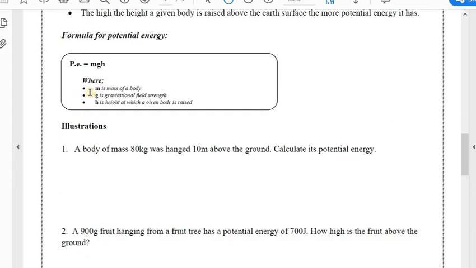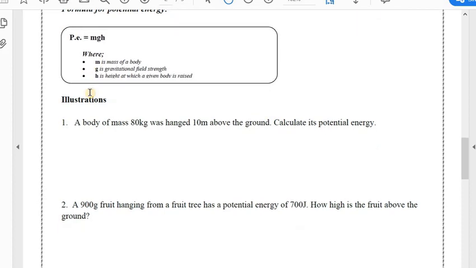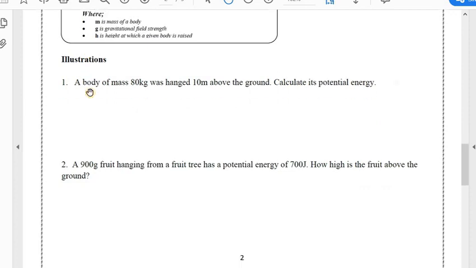PE is equal to mgh, where m represents the mass of a body. You will always be given the mass of a given body, or you'll be asked to determine it. g represents gravitational field strength. I hope you know what the force of gravity, or the gravitational pull, is on this planet. The gravitational pull here on Earth, we usually take as 9.8 meters per second squared, or 10 meters per second squared, just to simplify calculations. And h stands for the height at which a given body is raised.